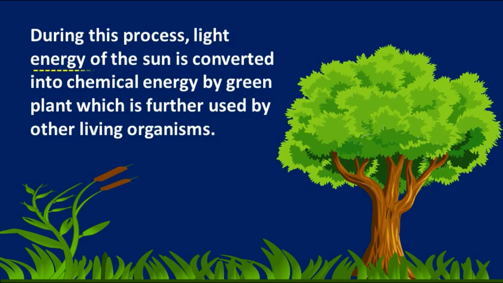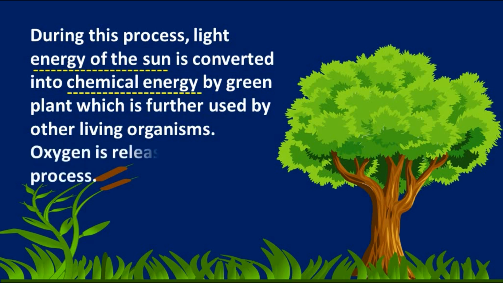During this process, firstly, light energy is trapped by the chlorophyll and this light energy is converted into chemical energy. So first, sun energy, light energy, is converted into chemical energy by green plants, which is further used by other living organisms. Oxygen is released in this process. So carbon dioxide is absorbed from the atmosphere and during the photosynthesis process, oxygen is released. Firstly, light energy is absorbed and it is converted into chemical energy.